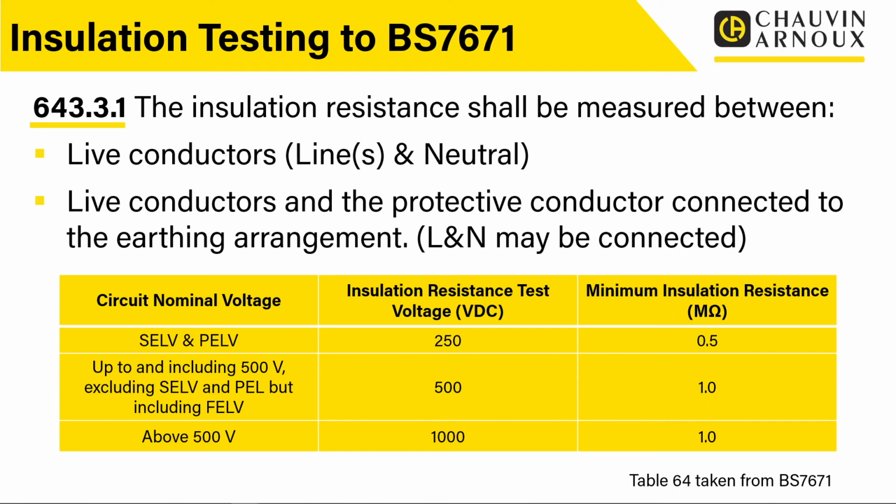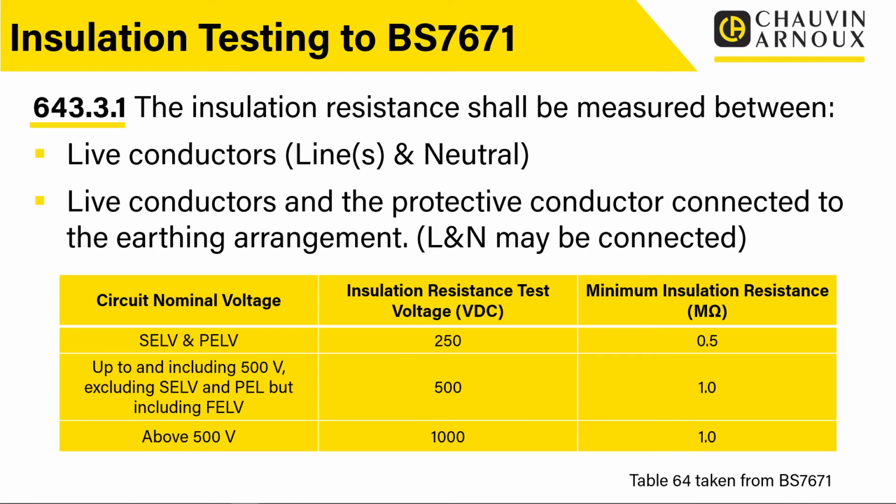Now at the bottom here, we've got an extract taken from BS 7671. This is table 64. And table 64 just tells us for the types of circuit that we're testing, what insulation resistance test voltage we would use, and the minimum acceptable insulation resistance values that we would come across. So we'll just go through this.